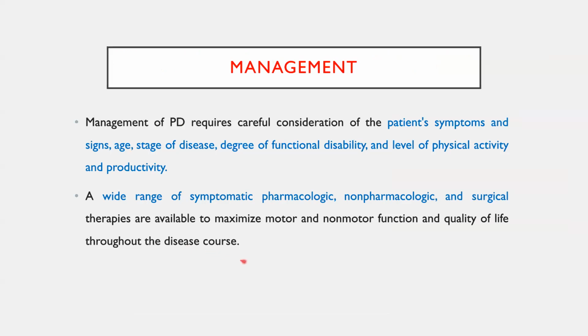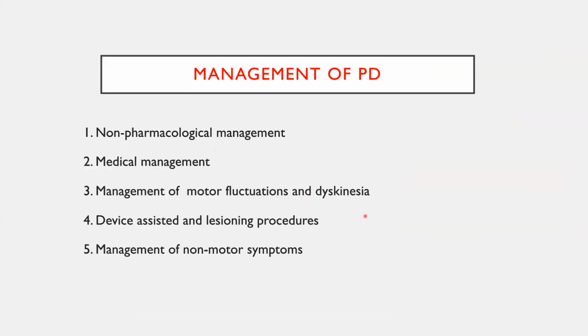Most of the treatment depends on the patient's symptoms, stage of the Parkinson's, functional disability, and physical activity of the patient. Okay, so various pharmacological, non-pharmacological, and surgical treatments are also available for both motor and non-motor symptoms of Parkinson's disease. Treatment is mainly divided into non-pharmacological, medical, treatment of motor fluctuations, treatment of dyskinesias, some surgical intervention, and management of non-motor symptoms. Okay, let us go one by one.